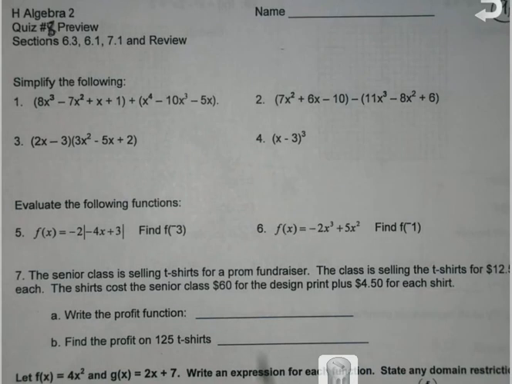So we're going to take a peek at the Quiz 8 preview. I know at the top it says 7, but again, what else is new when I mislabel something here? So simplify the following. Okay, big stressor up here at the top.